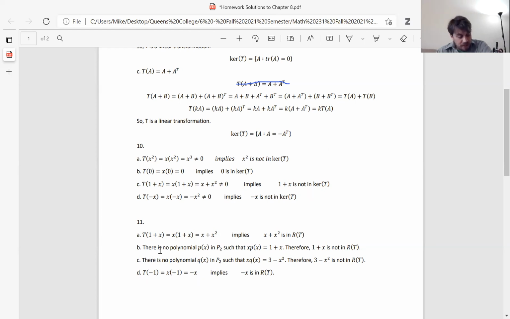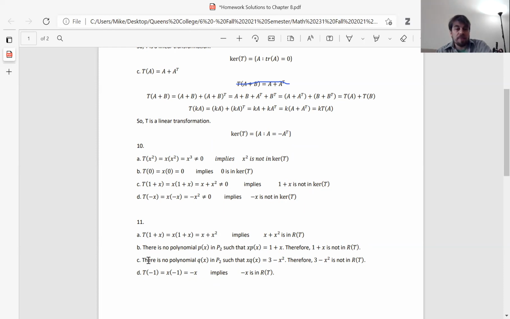For part B, it asks whether or not 1 plus x is in the range of T. Well, there's no polynomial p of x in P sub 2 such that x times p of x equals 1 plus x. Therefore, 1 plus x is not in the range of T. There is no polynomial that T maps to 1 plus x, there is none. And so 1 plus x is not in the range of T.